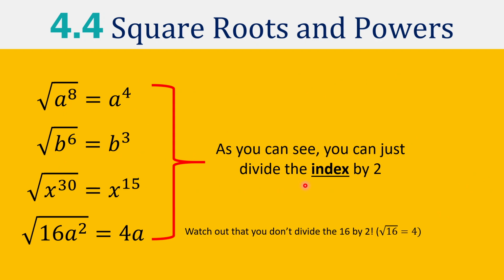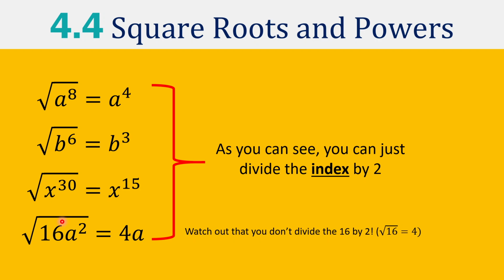And that's the influence that a square root has on a power. A square root actually just divides the power in half, you can say. The exponent, previously called the index, is just being divided by 2. So the root of a to the power of 8 is a to the power of 4. The root of b to the power of 6 is b to the power of 3. The root of x to the power of 30 is x to the power of 15.